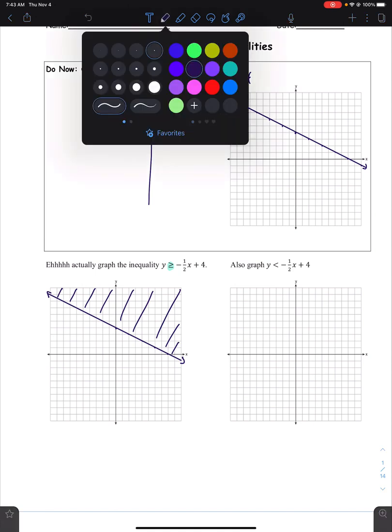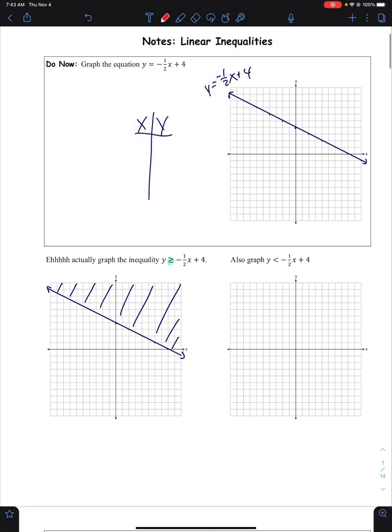Another way you could do, and you might have done this way last year, was you could plug in a point on either side of the line. So I always try and plug in 0, 0 when I can, because zeros are the easiest number to work with. And if you take a look at this, it's on the bottom, it's underneath the line. So it's not on the line, it's underneath the line. So it's on one of the halves.